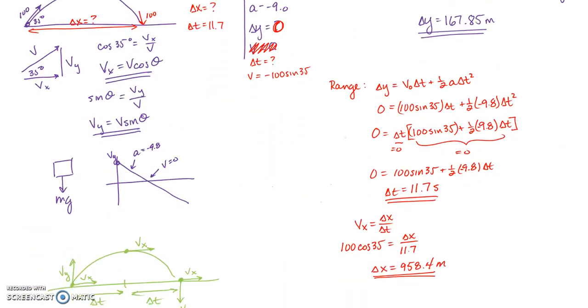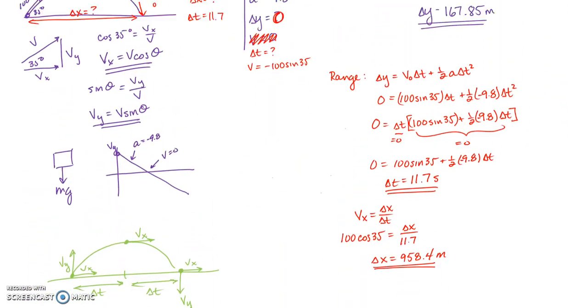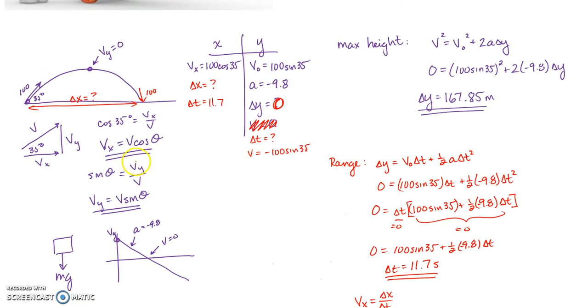But that is how you solve for angled launch problems. First things first, do your trig, break it up. And then it's just like our horizontal launches, the math's a little uglier.